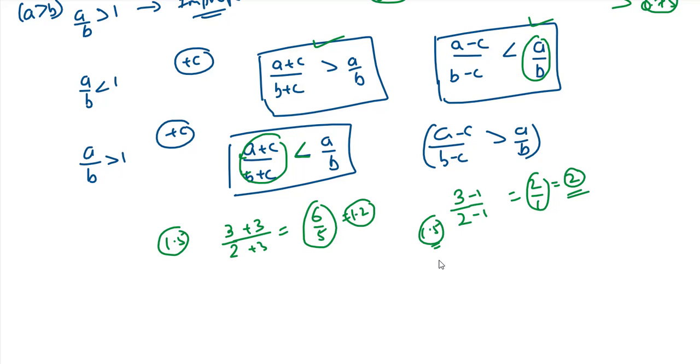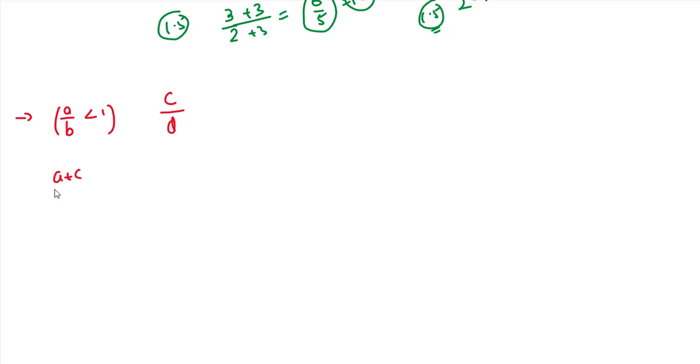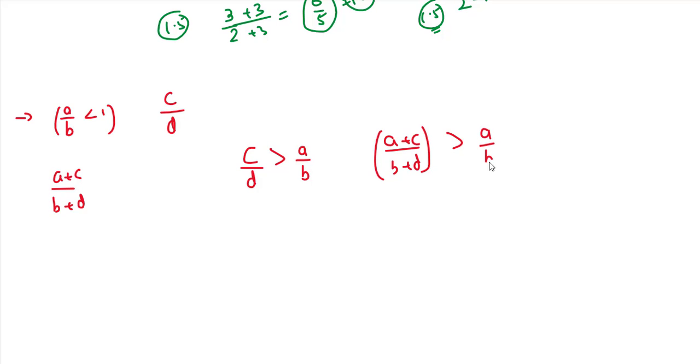Let us take proper fractions and explore further. In case of a proper fraction, as I have discussed earlier, A by B is less than 1. Now to this proper fraction, if I add C to the numerator and D to the denominator, we get A plus C and B plus D. If this ratio C by D, the new terms that we have added in the numerator and denominator, is greater than the original ratio A by B, then A plus C upon B plus D, that is the new ratio, will also be greater than the original ratio A by B.